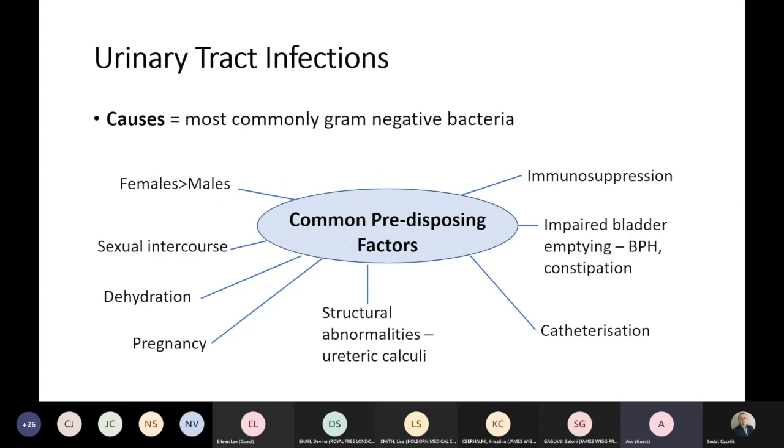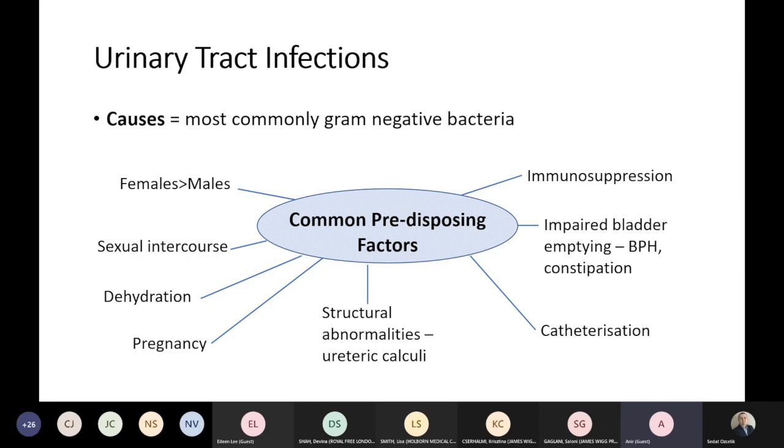So there are some ladies who tend to get them immediately after intercourse, dehydration. They're incredibly common in pregnancy, and that's felt to be due to the ureteric dilatation, the dilation of the ureters, where they seem to get a little bit of hydronephrosis, and this can cause a buildup of stagnant urine and urine infections.